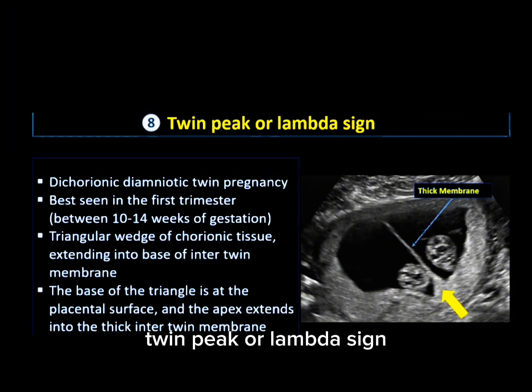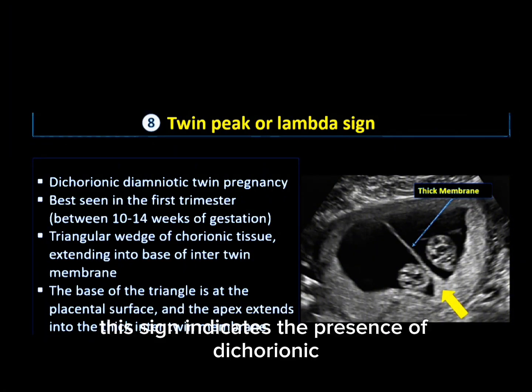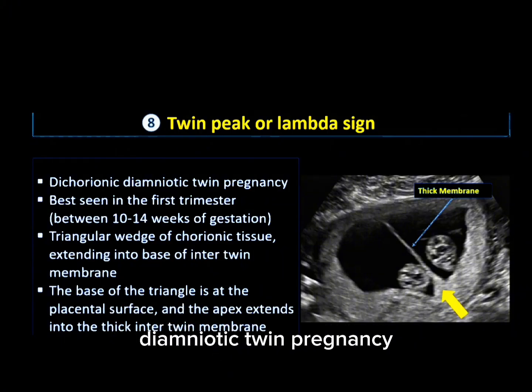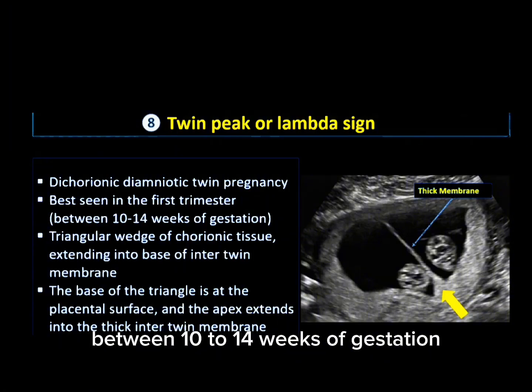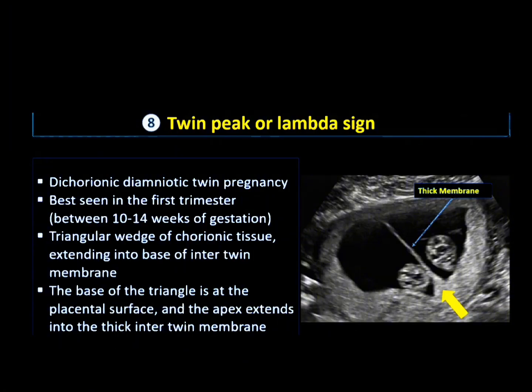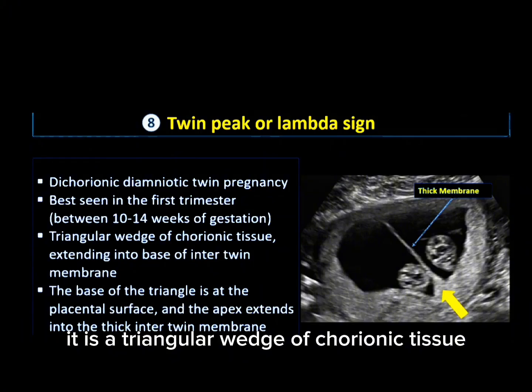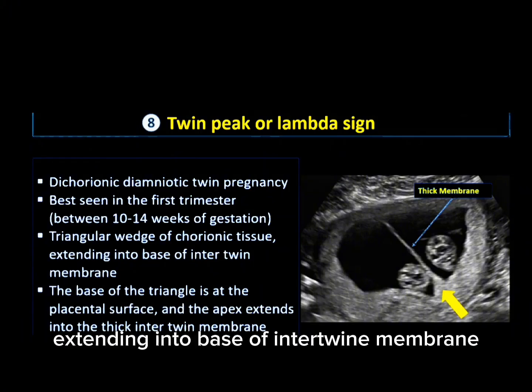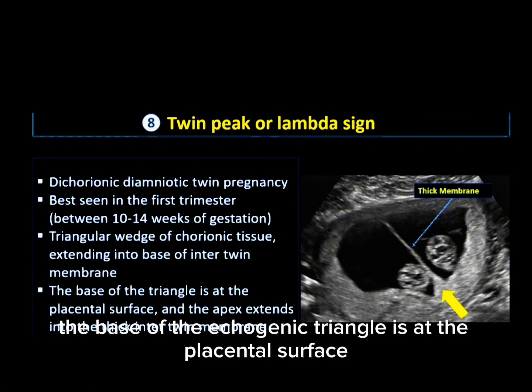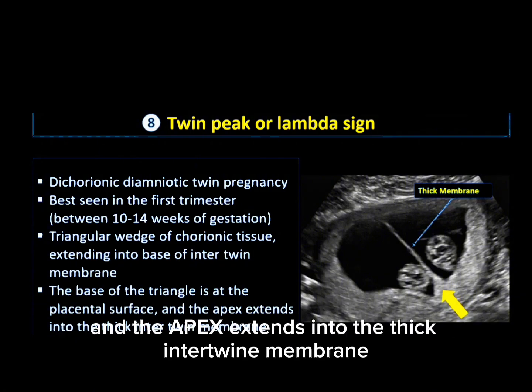Twin peak or lambda sign. This sign indicates the presence of dichorionic diamniotic twin pregnancy. It is best seen in the first trimester, between 10 to 14 weeks of gestation. It is a triangular wedge of chorionic tissue, extending into the base of the intertwin membrane. The base of the echogenic triangle is at the placental surface, and the apex extends into the thick intertwin membrane.